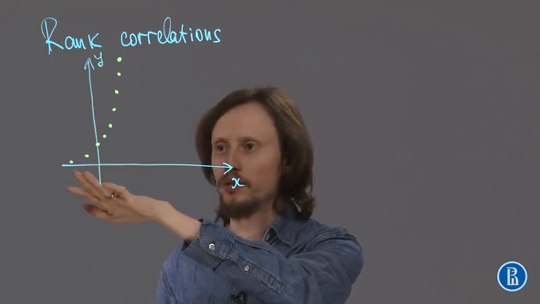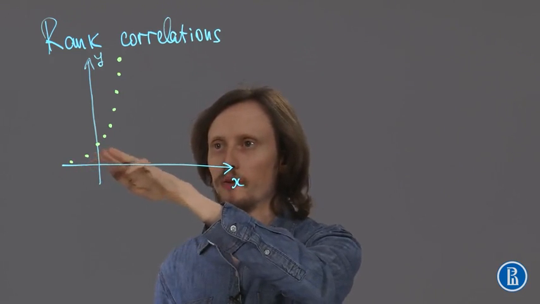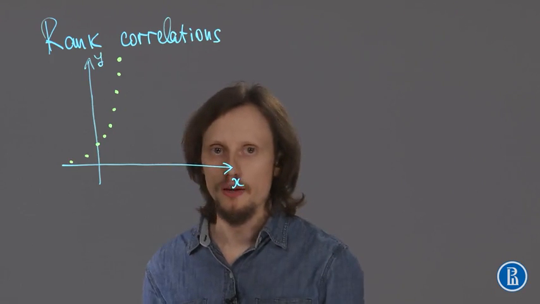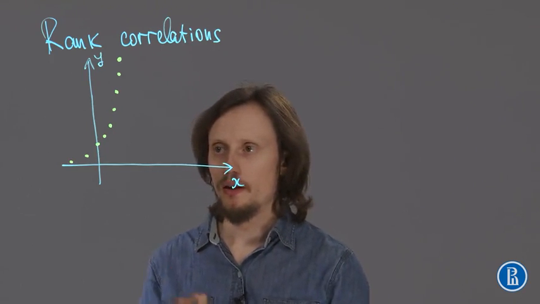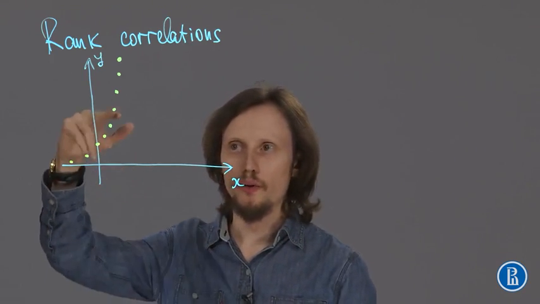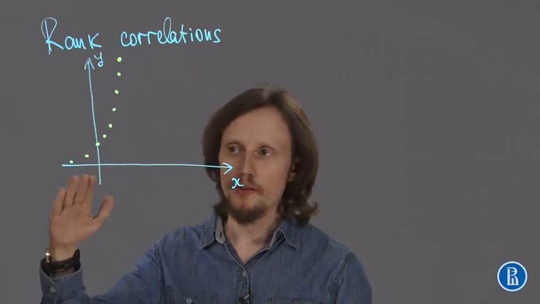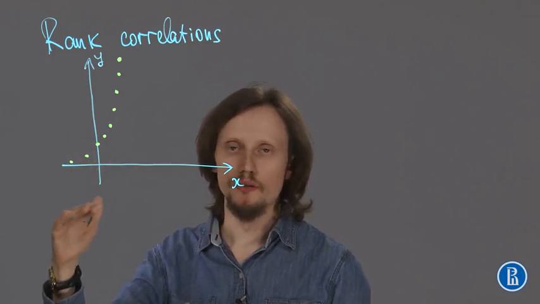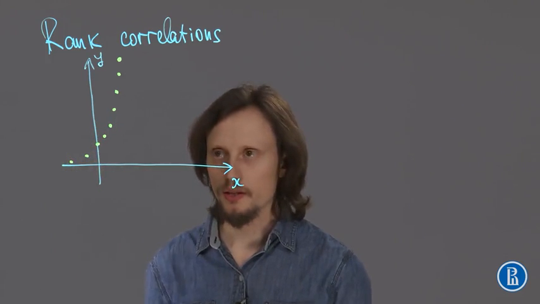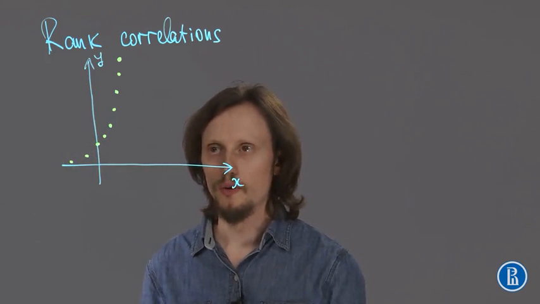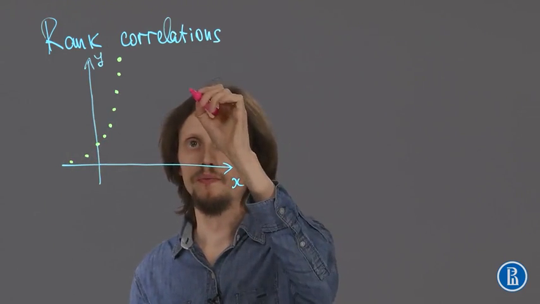Here you see that there is more or less perfect correlation between these two variables in the following sense. If x is larger, then y is also larger. But the relation between variables is not linear. And in this case, the correlation coefficient, Pearson's correlation coefficient, will be less than 1.